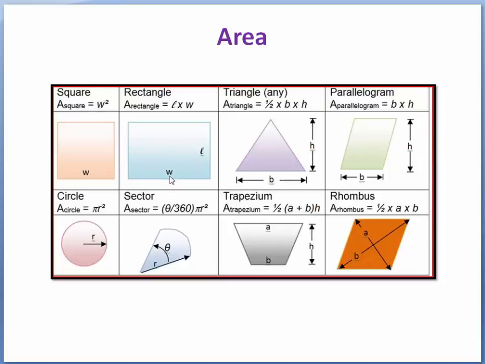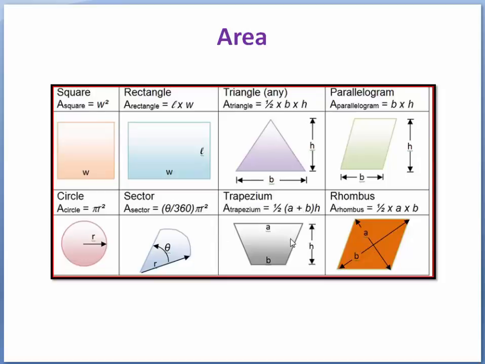For a rectangle, w multiplied by L, so each of the length multiplied by the width. For a triangle, half the base multiplied by the vertical height. For a parallelogram, the base multiplied by the vertical height. For a circle, pi r squared. For a sector, theta divided by 360, which gives us the fraction of the circle, multiplied by pi r squared.